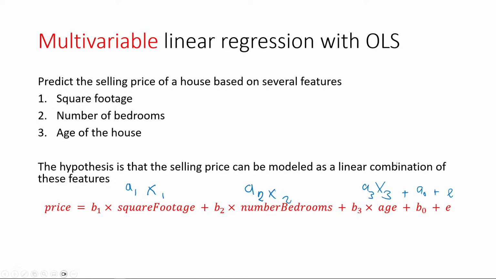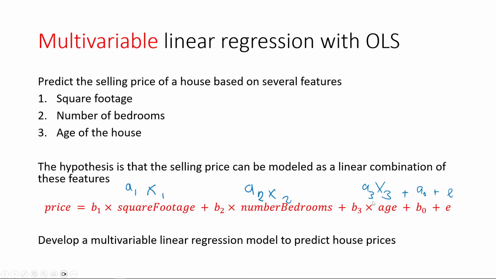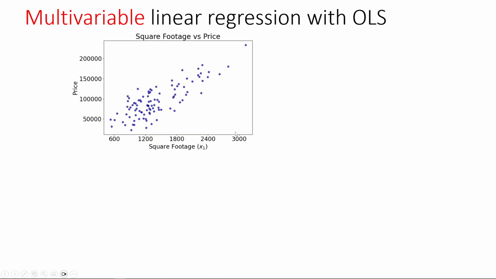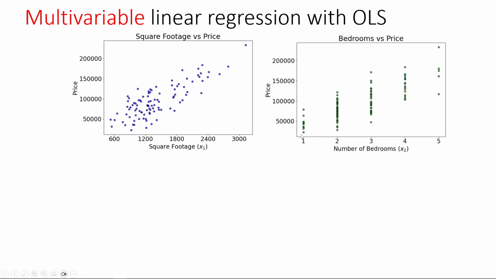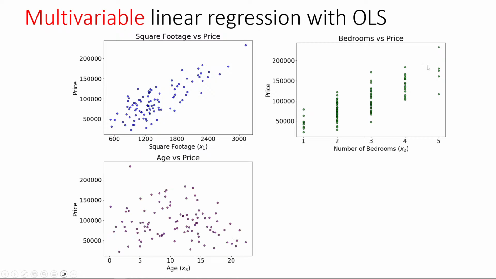So you develop a multilinear regression model to predict the house price. This is my data, for example, with the square footage. As the square footage increases, the price increases. As the number of bedrooms increases, the price increases. This is the age of the house. Newer houses are slightly more expensive than older houses. You see a slight trend, but it's more like a random thing because it could depend on several other factors, like location and so on and so forth.